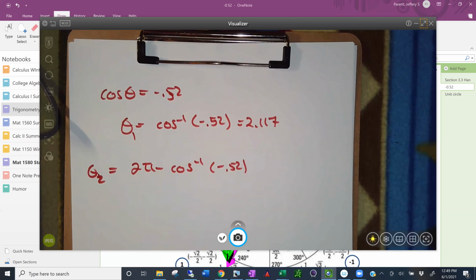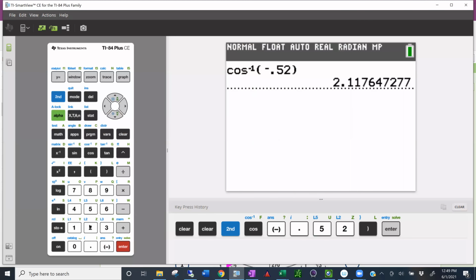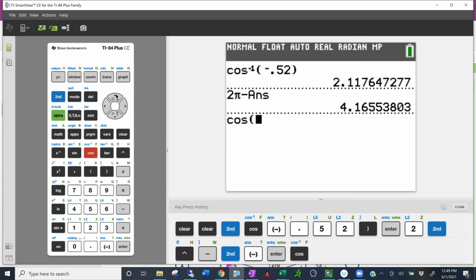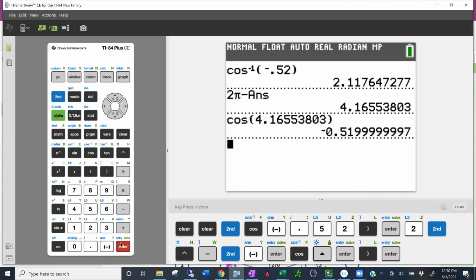You can check it for yourself. If I did 2 pi minus my previous answer, that's going to give me another angle. If I was to take the cosine of that, I should get about negative 0.52. It might not be exact, but it should be close enough. There you go, negative 0.52. Okay, that'll do it. Let me pause things here.